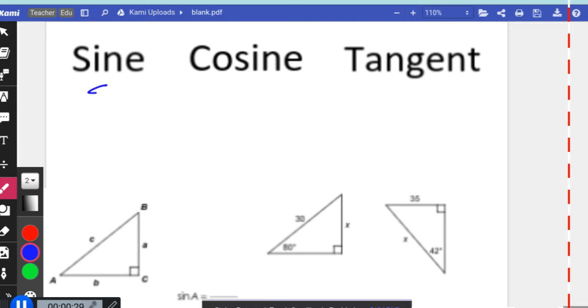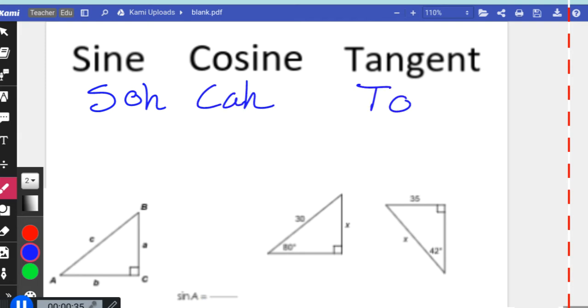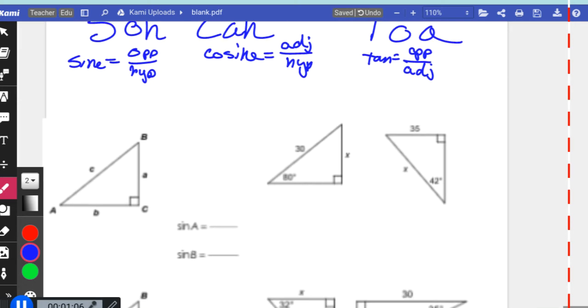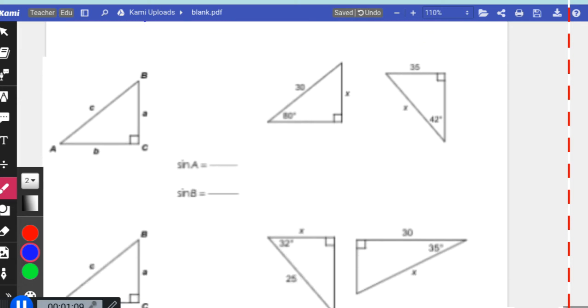The story yesterday of SOHCAHTOA and Falling Rock was all just to help you remember the mnemonic. It's SOHCAHTOA, where sine equals opposite over hypotenuse, cosine equals adjacent over hypotenuse, and tangent equals opposite over adjacent. Then we're going to use those to solve these problems.